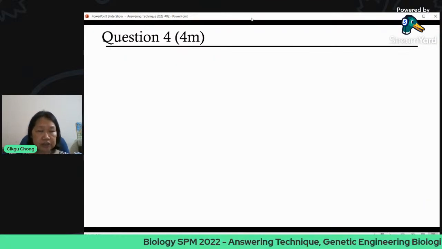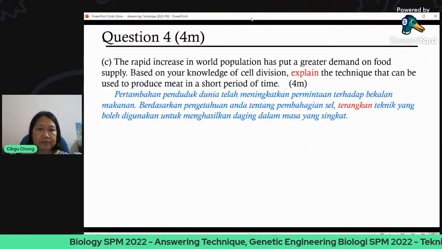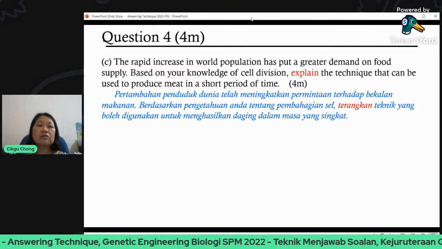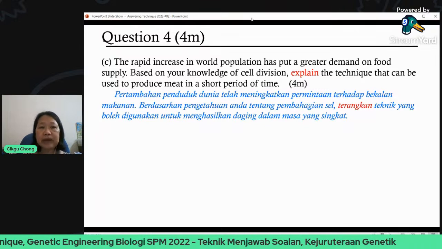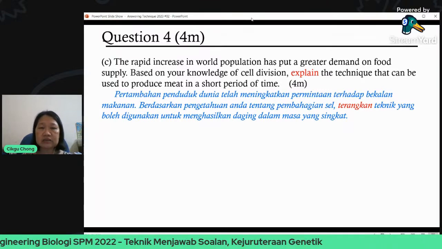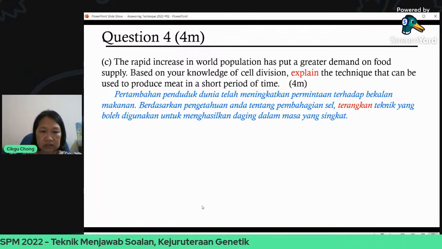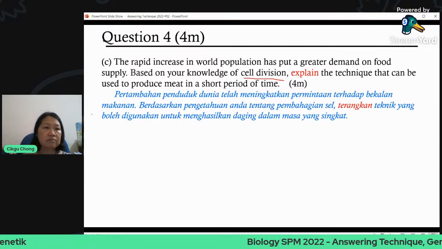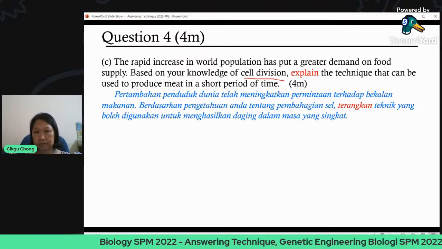Okay, let's go on to the next question. Question 4, 4 marks only. The rapid increase in world population has put a greater demand on food supply. Based on your knowledge of cell division, you must use the concept of cell division. Let me write down here: explain the technique that can be used to produce meat in a short period of time.